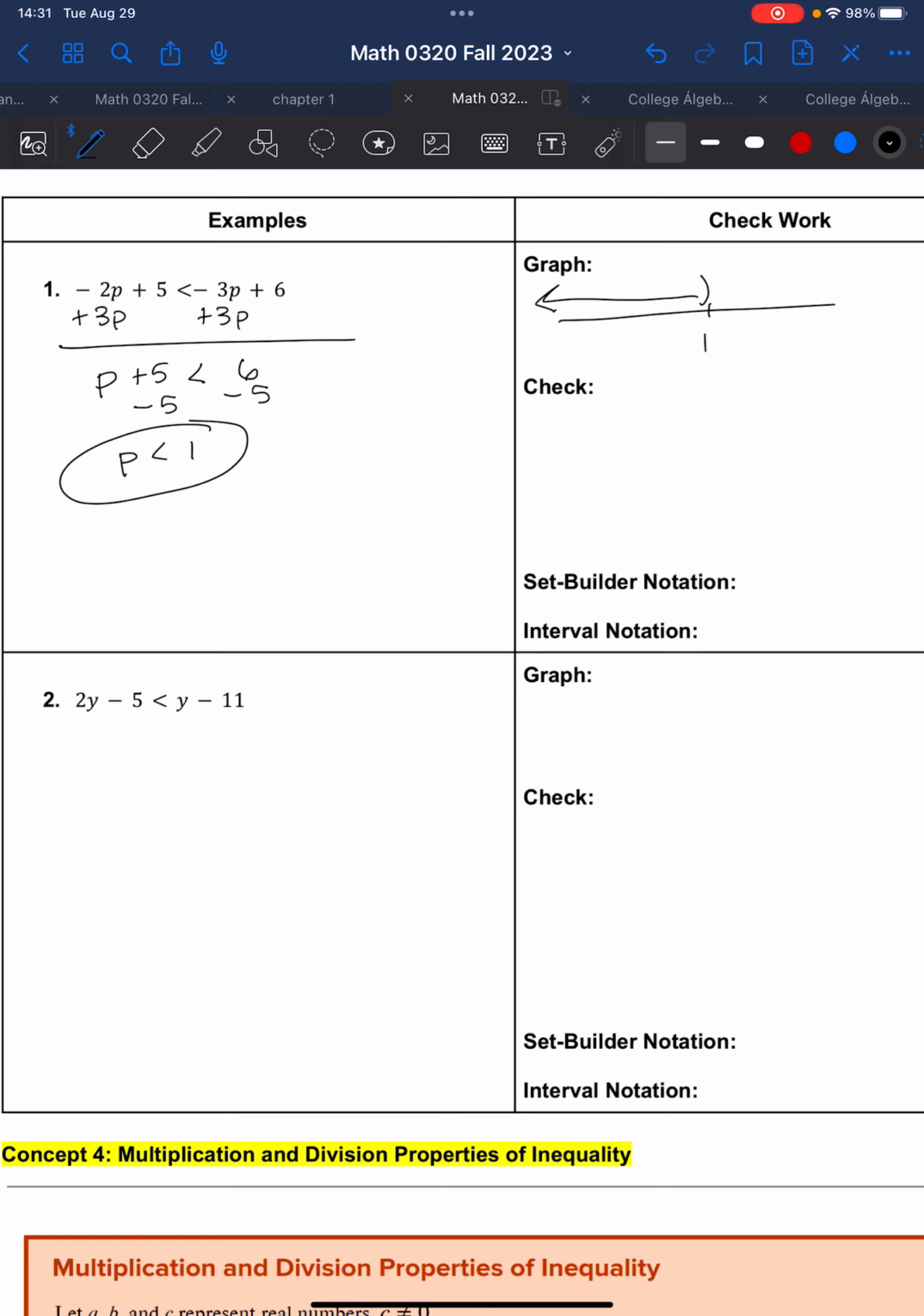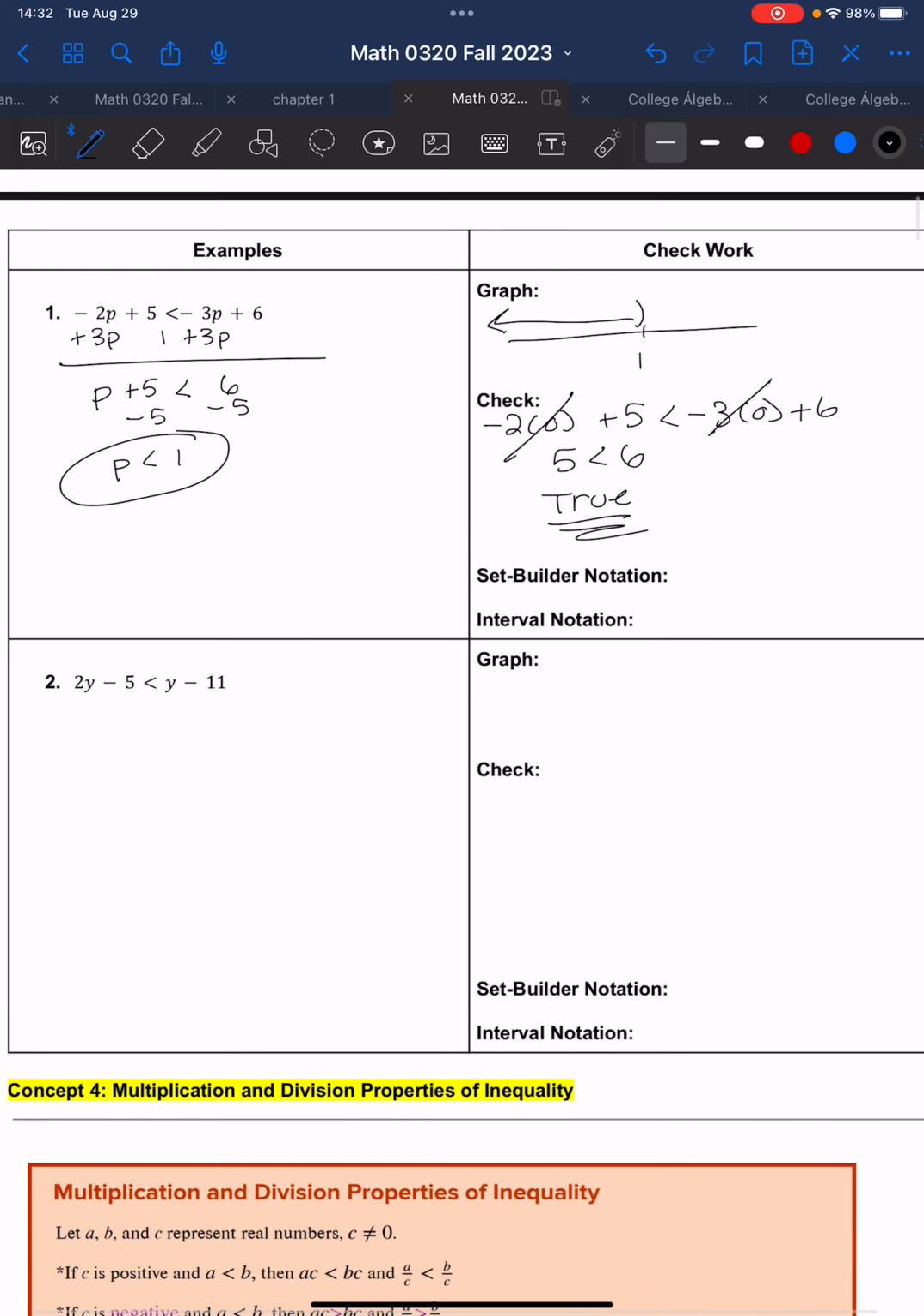We can also check our work to see if we did it correctly. In order to check our work, we need to follow that inequality we just found. So p less than 1 means we have to pick a number less than 1 to test within our original problem. So a number less than 1 could be 0. So let's go ahead and plug 0 in for p in our original problem. So I have negative 2 times 0 plus 5 is less than negative 3 times 0 plus 6. Anything times 0 is 0, so it cancels out. And I am left with 5 is less than 6. This is a true statement. Since it is a true statement, that means that everything that we just did before is correct. So we did get the correct inequality.